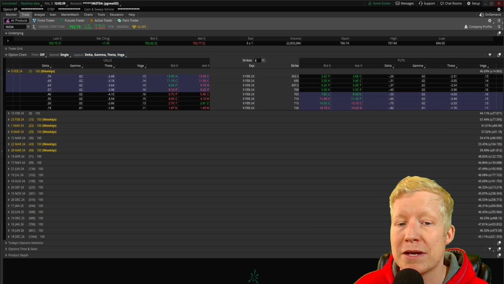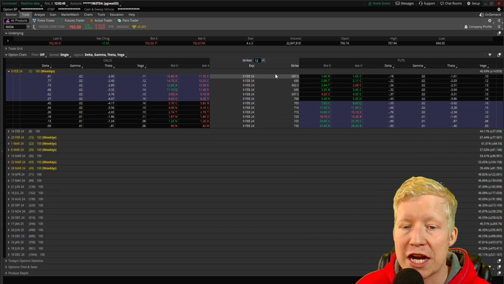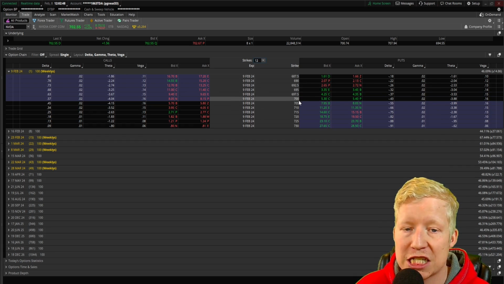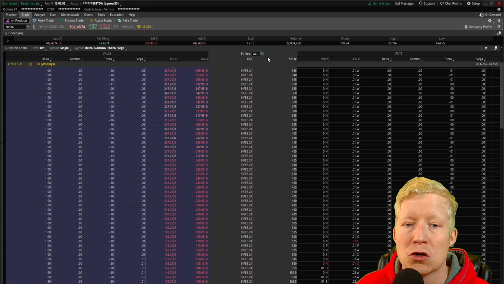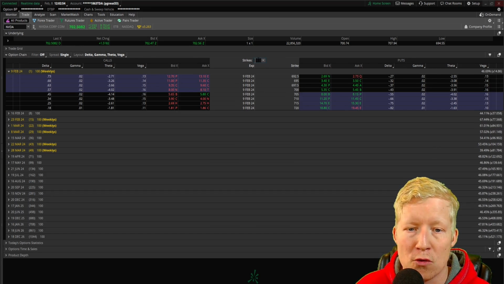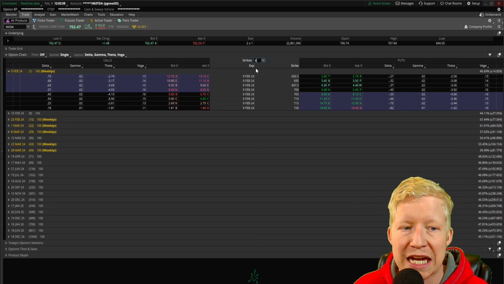If we continue into the middle, you will see strikes. This has a drop down. This is just showing how many different strikes you are seeing on your chart, how expanded the chart is. If I go to all, you will notice how crazy it goes. And I should also note that you can type anything into this. So if you want to type in 9, you can type in 9.